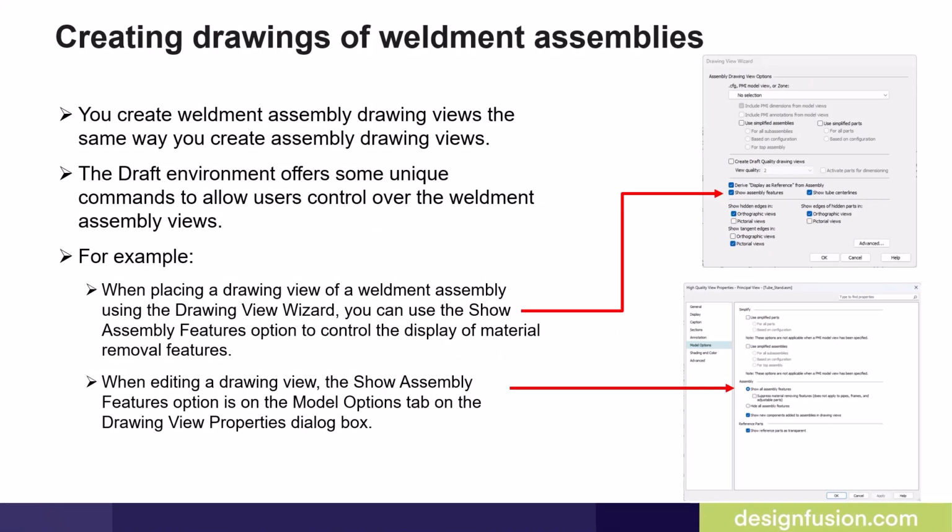You create weldment assembly drawing views the same way you create assembly drawing views. The draft environment offers some unique commands to allow users control over the weldment assembly views. For example, when placing a drawing view of a weldment assembly using the Drawing View wizard, you can use the Show Assembly Features option to control the display of material removal features. Or when editing a drawing view, you can use the Show Assembly Features option on the Model Options tab in the Drawing View Properties dialog box.